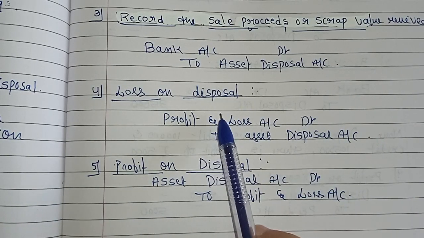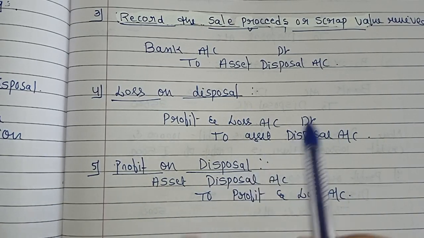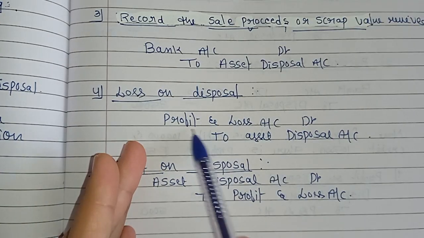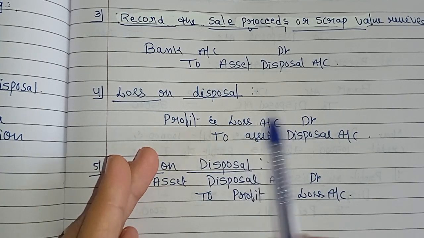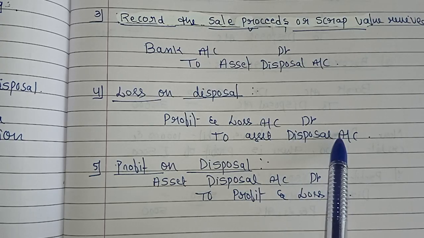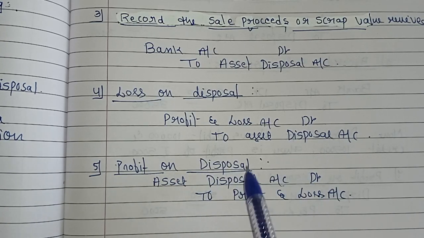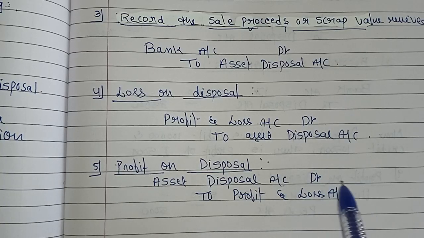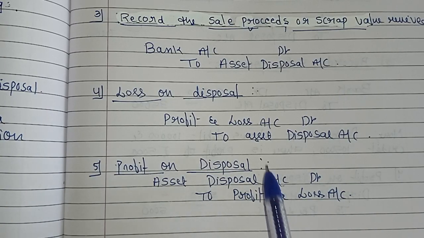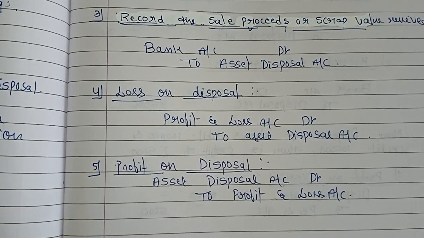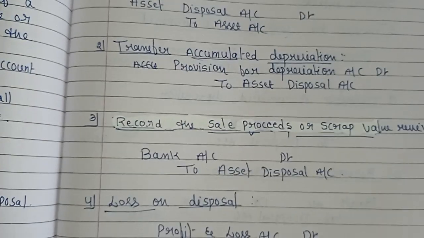If there is loss, we need to pass the journal entry: we need to debit the profit and loss account and credit the asset disposal account. And if there is profit on disposal, what do we have to do? We need to debit the asset disposal account and credit the profit and loss account. Exactly the opposite of loss on disposal. Clear? So these are the journal entries we need to pass when there is asset disposal.